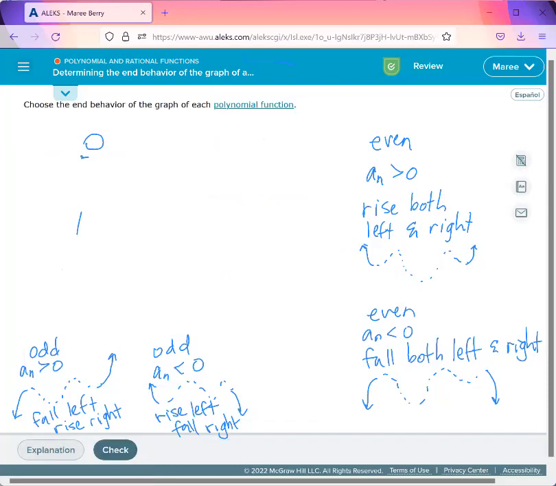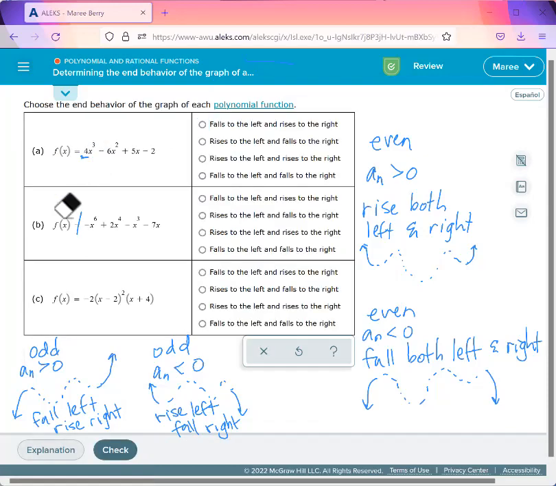Let's do one more example. Here we have an odd function and it's positive, so it's greater than 0, so it falls to the left and rises to the right. B has a negative coefficient and is an even function, so it falls to the left and falls to the right. And here we have an x squared times an x, so it's x cubed. Don't let this fool you when you are multiplying. You want to multiply the highest degree.